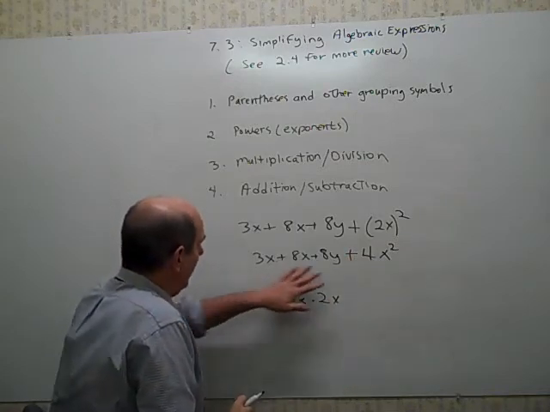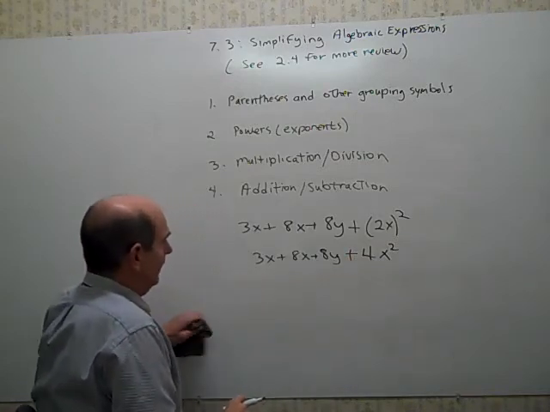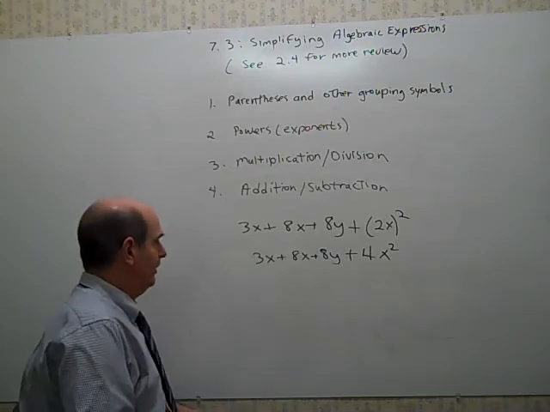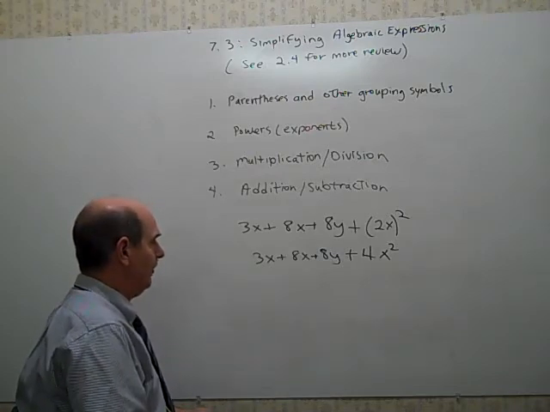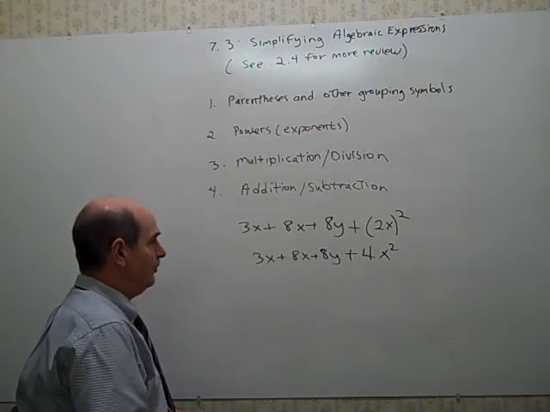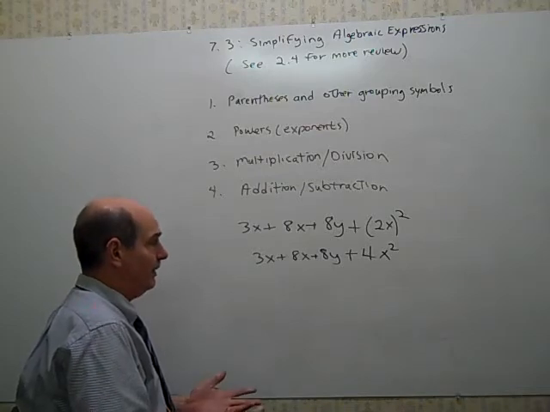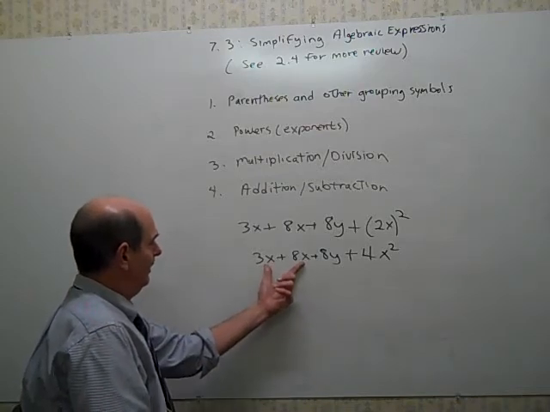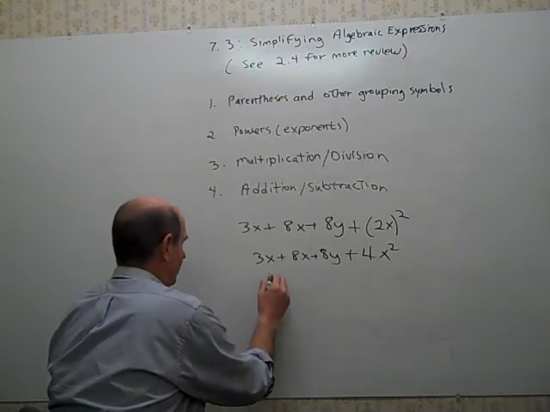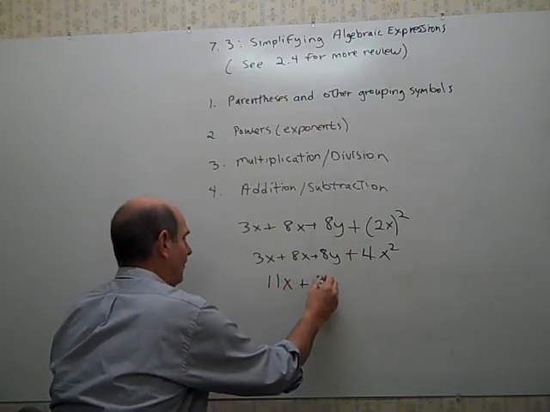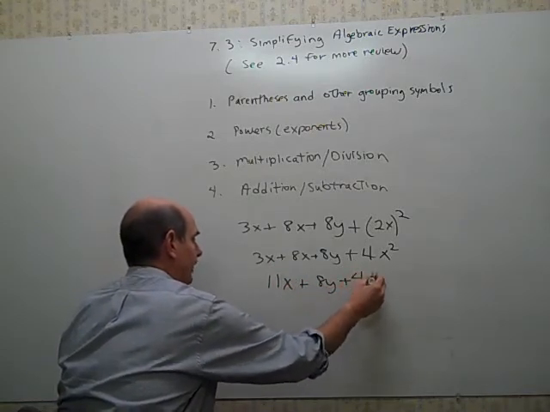So now we have 4 addends, and we're just looking for terms that are like each other, which would mean same variable to the same power. And there are only 2 terms that are like each other. So there's only really one thing we can do, and that's to combine the 3x and the 8x to give us 11x plus 8y plus 4x to the second.